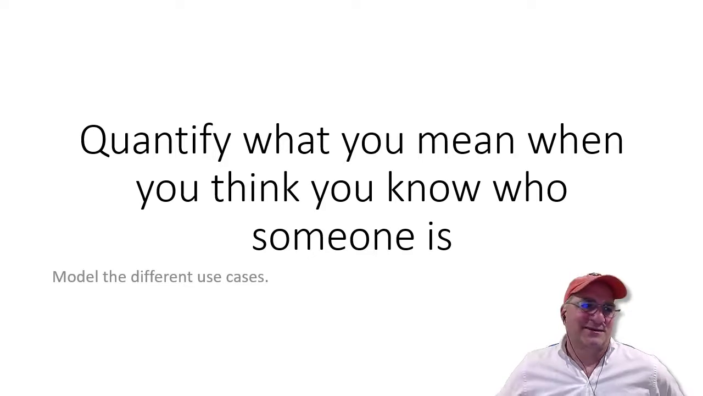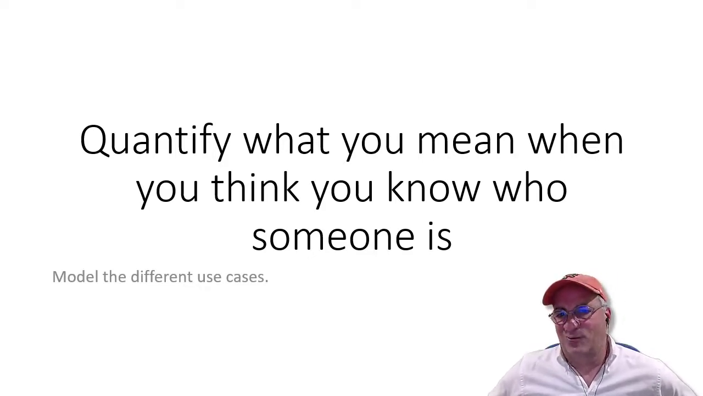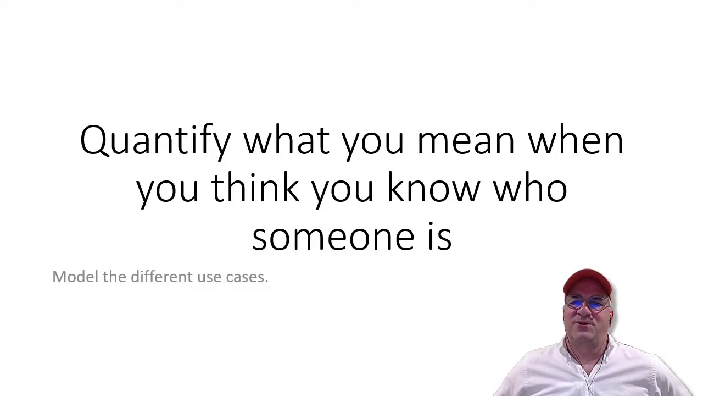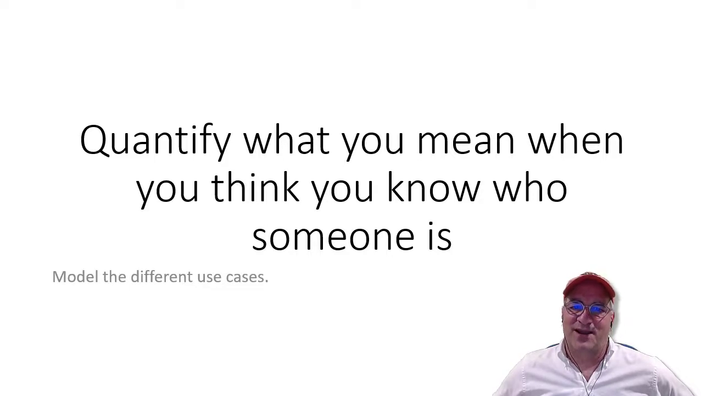So I guess the whole point of this is you got to quantify. What do you mean when you think you know who somebody is? You're going to model the different use cases. Is this a legal match? Is it a legal identity? Is it a contractual identity? Is it a marketing identity? Is it a tax identity? And so think about the different kinds of people you have and how, if you want to bundle them together, do you want to provide that unified experience or make sure that you're not missing something? What are the different aspects of that?